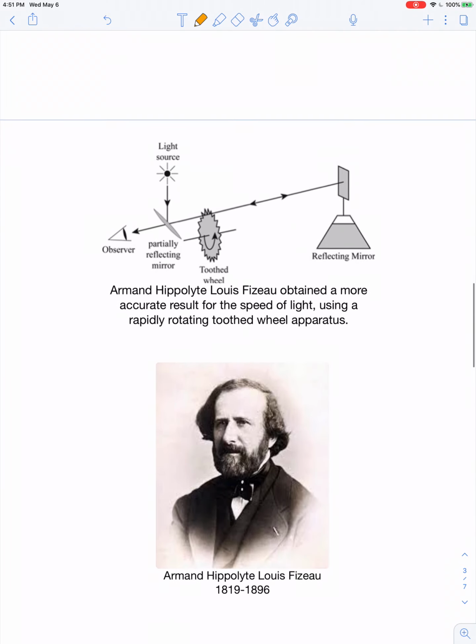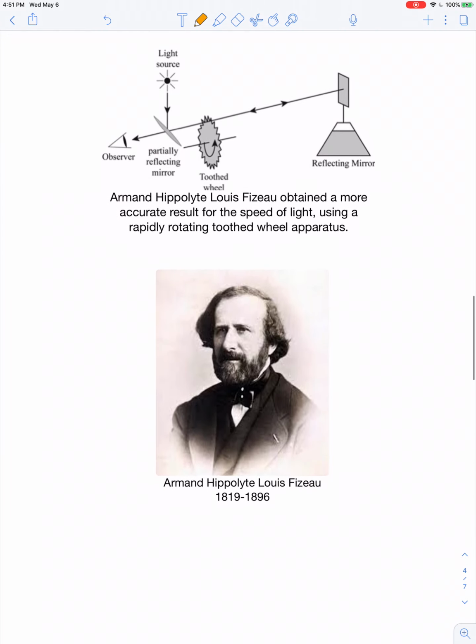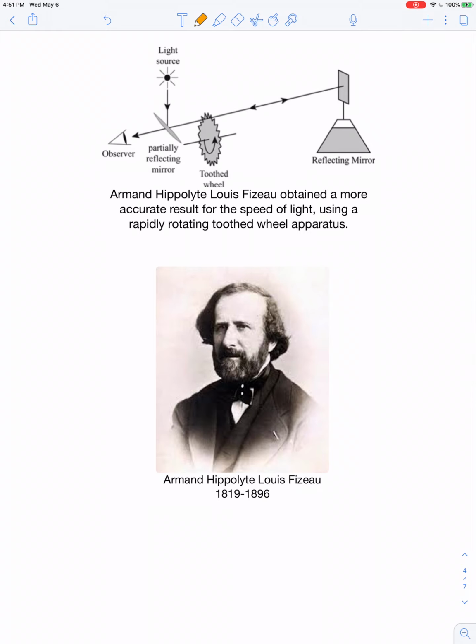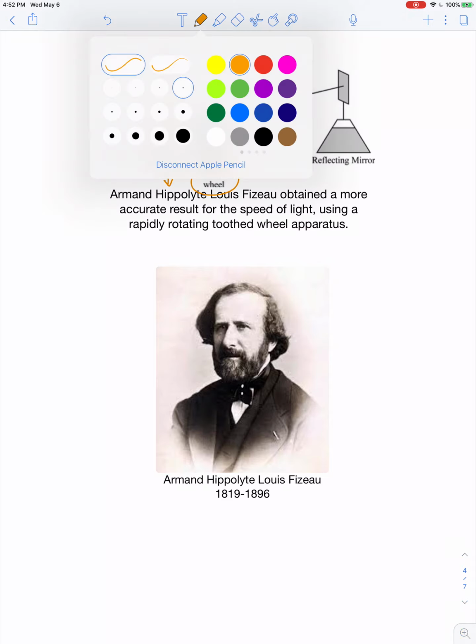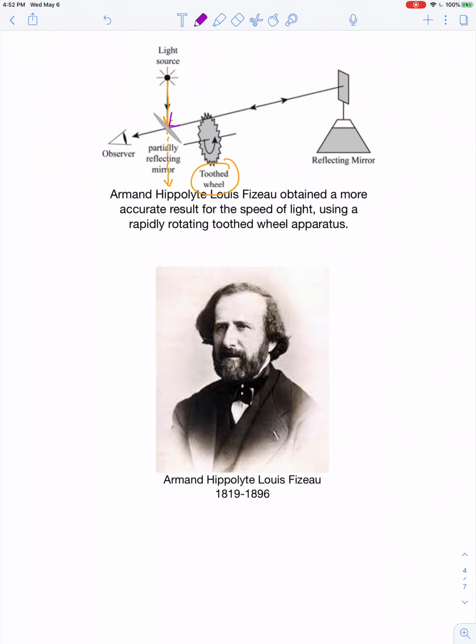One of the best names in all of the history of physics, Armand Hippolyte Louis Fizeau. He improved upon Roemer's experimental results, and he used a rapidly spinning toothed wheel and shined a beam of light. So a light source would reflect through a partially reflecting mirror, which means 50% of the light just transmits through and doesn't go anywhere meaningful, and 50% of it reflects off and heads toward a fixed mirror over here.